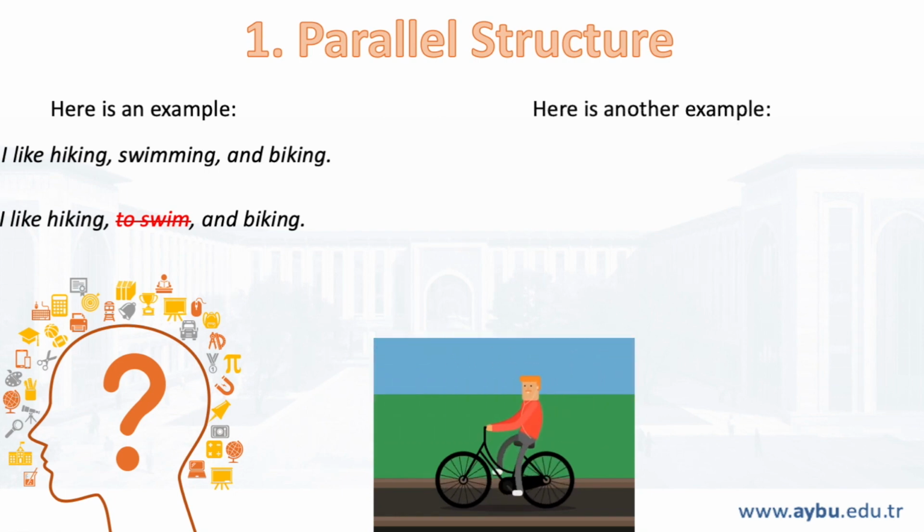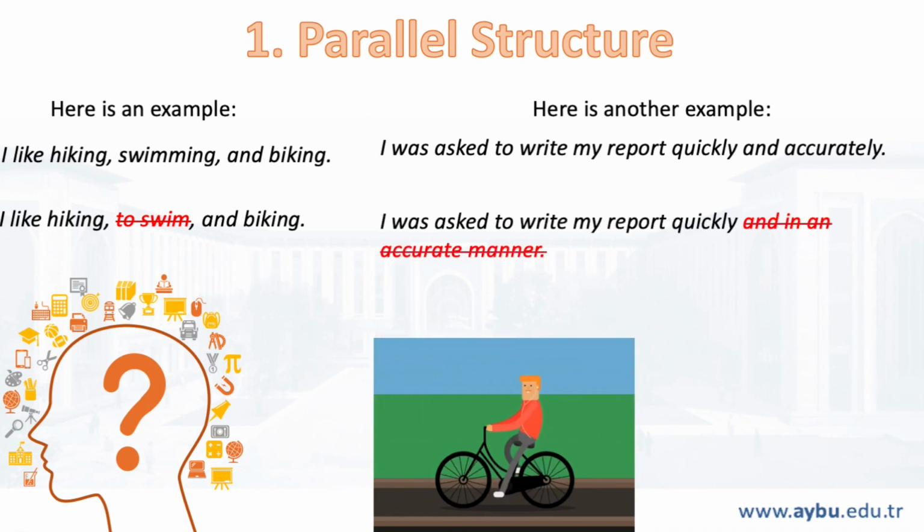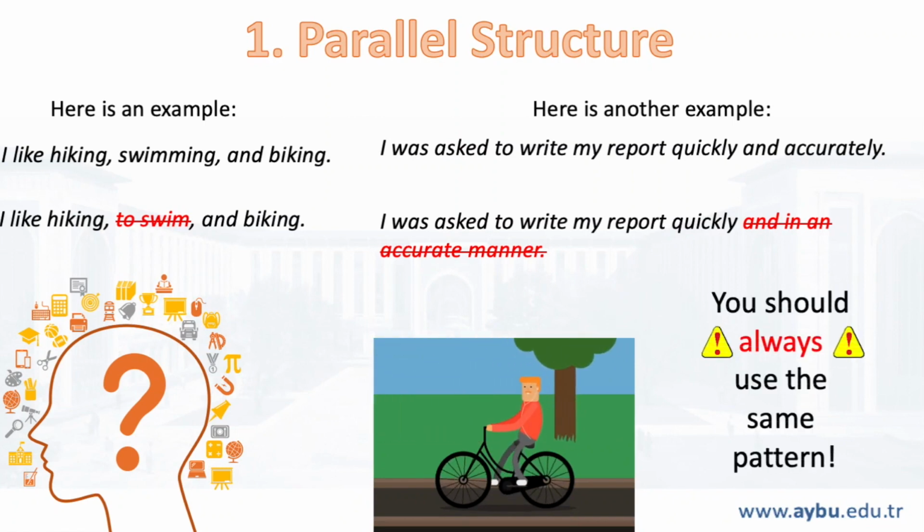Here is another example. I was asked to write my report quickly and accurately. I was asked to write my report quickly and in an accurate manner. In the first sentence, you can see the parallel structure is used. In the second one, of course, it disrespects parallel structure. You should always use the same pattern to make a sentence like this.